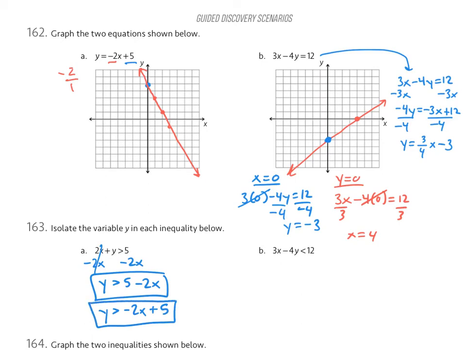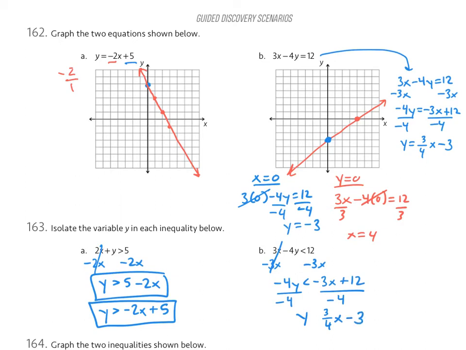Part B. 3x minus 4y is less than 12. I'll start by subtracting 3x. Now I have negative 4y is less than 12 minus 3x, or I can put the negative 3x first and then plus 12. Now I can take the negative 4 that's multiplied by y and undo it by dividing by negative 4. Divide both sides by negative 4. I have y, and on the right side, negative 3 over negative 4 is positive 3/4 x. Then plus 12 over negative 4 is negative 3, so minus 3.